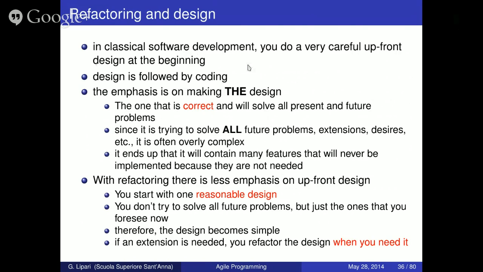In classical software development, so the waterfall model, you do a very careful upfront design at the beginning. Then, after design, you do coding. Now, the emphasis is on making the design the best one, the one that is correct and will solve all present and future problems of your software. Now, since it is trying to solve all future problems, extension, desires, it's often overly complex at the very beginning. It ends up that it will contain many features that will never be implemented because they are not needed.